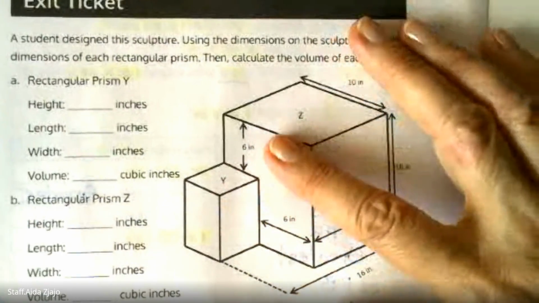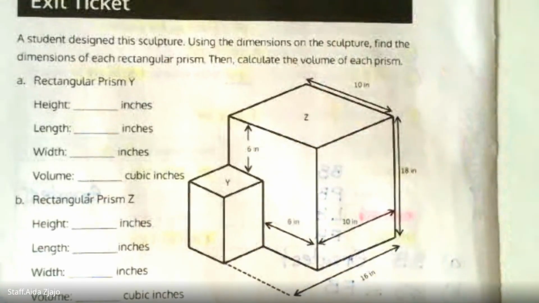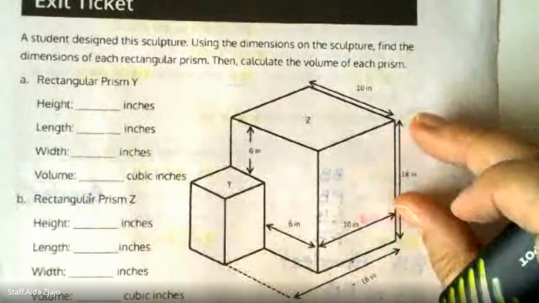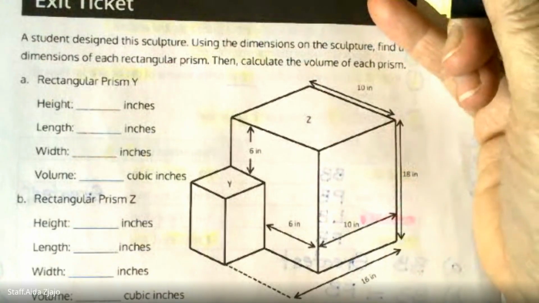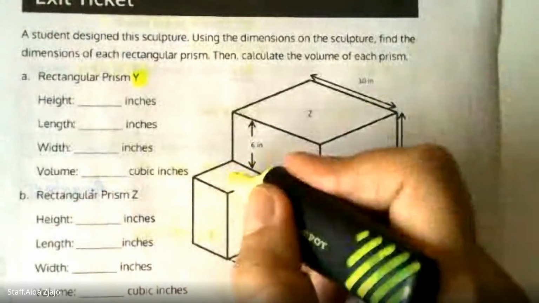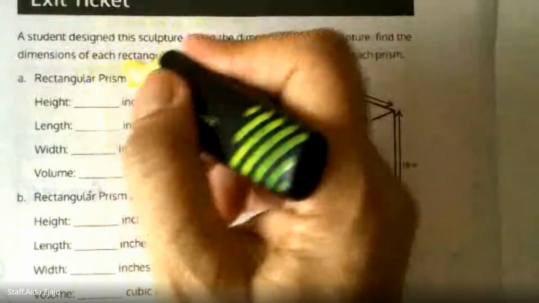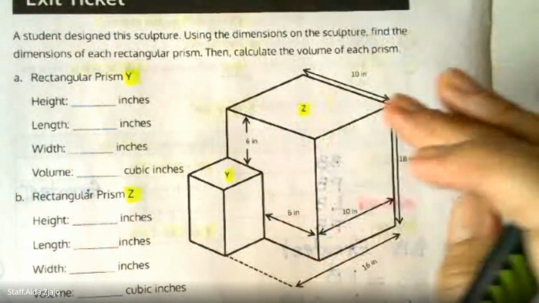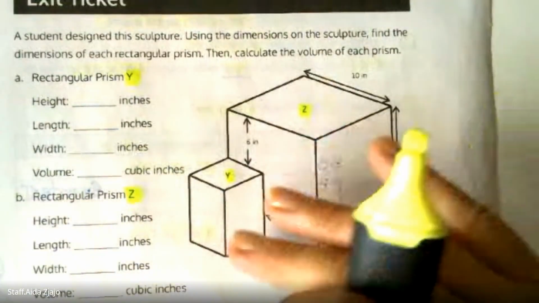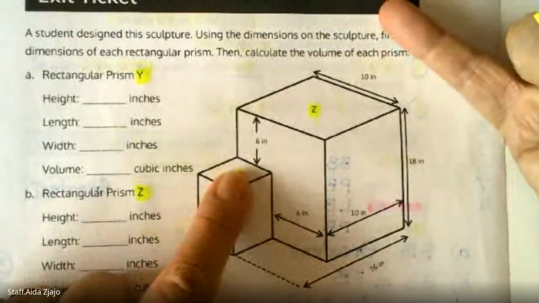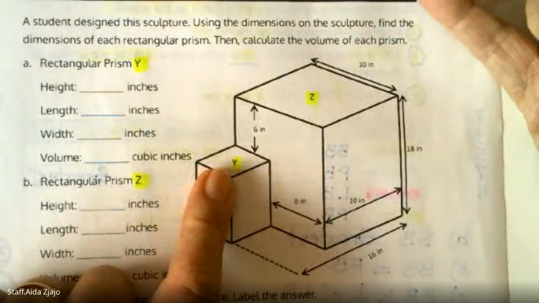It gives some dimensions, so we need to really carefully see what values they gave us. Then we can figure out what we need to do. Prism Y we locate right here. Then prism Z is this one. There is a bigger one and a smaller one. On the small one, there are no numbers.